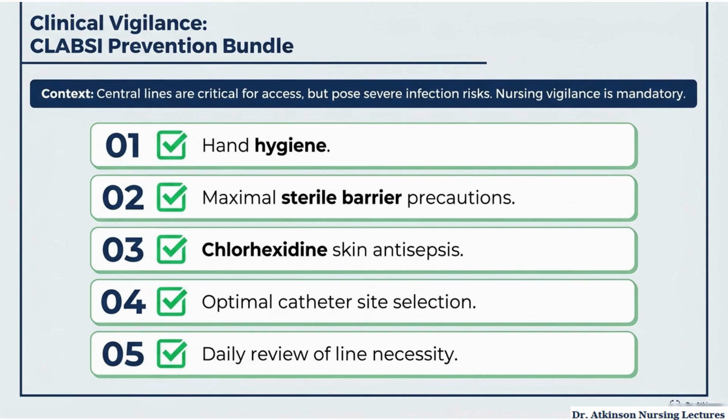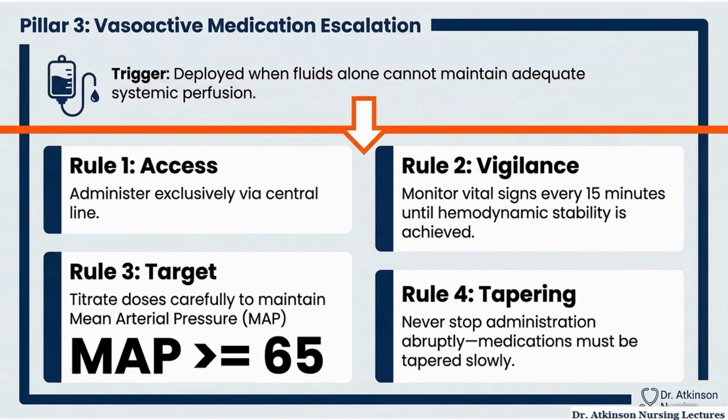Own this bundle. Vasoactive medications come in when fluids alone can't hold adequate perfusion. 4 non-negotiable rules govern how you manage them. Rule 1. Central line only. Vasoactives in a peripheral IV can cause tissue necrosis if there is extravasation. Never. Rule 2. Vital signs every 15 minutes until hemodynamic stability is achieved. Not every hour, not when you get to it, every 15 minutes.